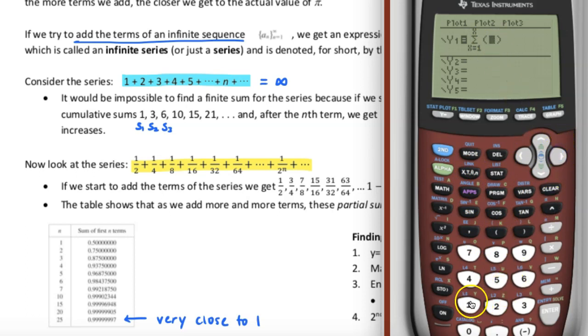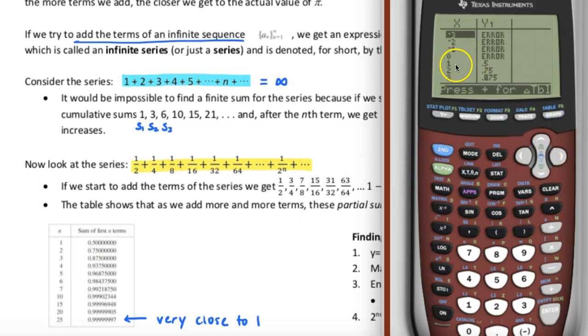And now I'm going to type inside of my summation 1 divided by 2 to the power of my variable. And if I go to the table, I can see the sum of my first n terms. I know this is only valid starting at 1, and so this is actually going to give me not just that item, but the summation with this certain n value. And so I can see that as my n, which is listed as my x, increases, I'm getting closer and closer to 1.